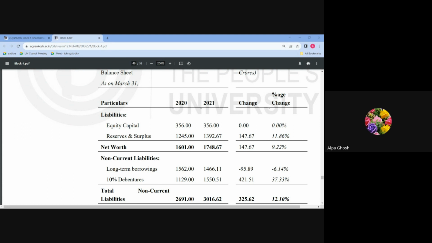Coming to the next one. All others you can calculate this way. Debentures, you see 10% debentures, 1129 and then 1550. So between 1129 and 1550, the change is 421.51. So this 421.51 multiplied by 100 divided by 1129, you will get the answer.